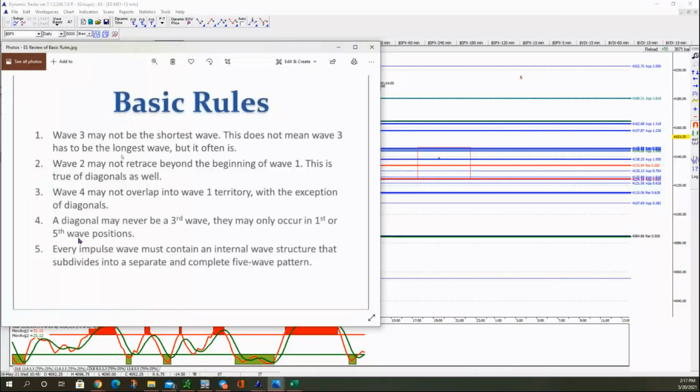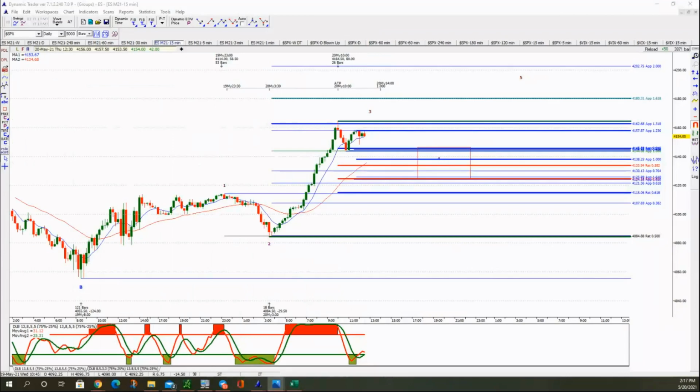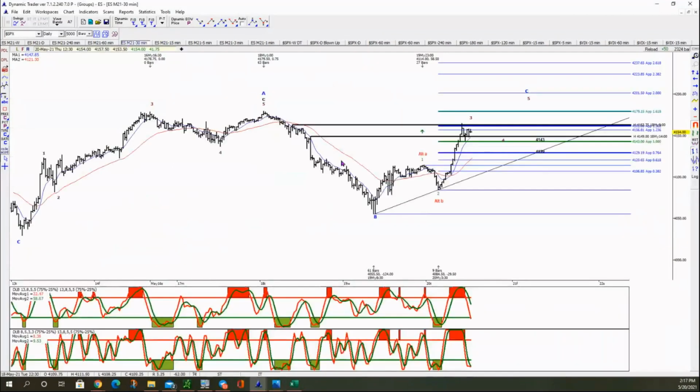Rule 4 one more time. A diagonal may never be in a third wave. They must only occur in waves 1 and 5. So let me see if I can find an example of that. I'll give you an example.